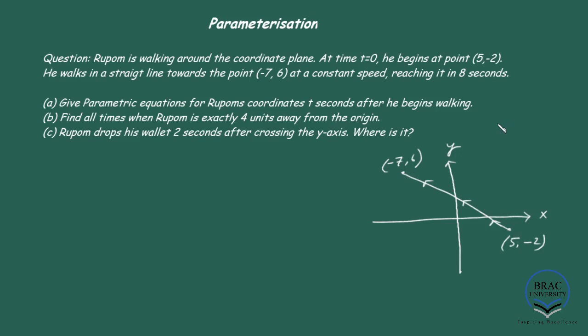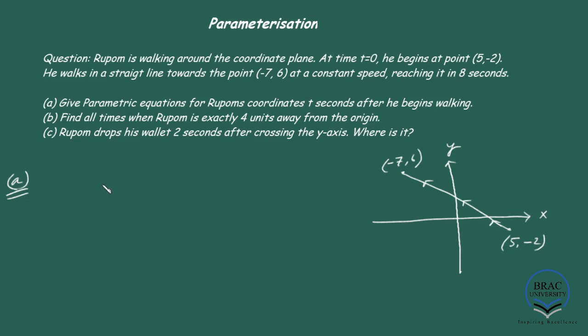Now we have to construct a set of parametric equations for Rupam to find his location at any point in time, so t seconds after he begins walking. So at any point in time, wherever Rupam is, we should be able to find it by using the parametric equations that we'll be constructing now. So let's start with the first part of the problem, which is A.